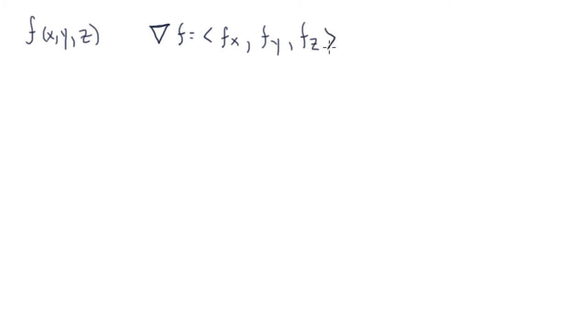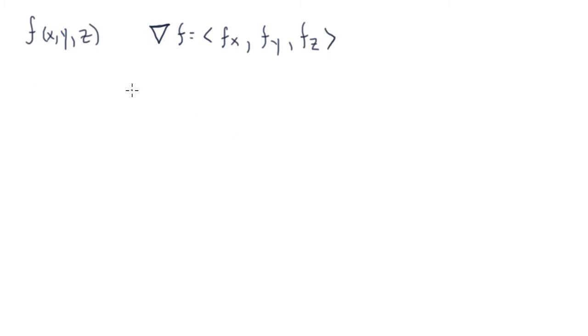So let's just make a couple notes about the gradient. First, we defined the gradient for a function of 2 variables, but for a function of, say, 3 variables, we can also define the gradient vector. You can probably guess what it's going to be. It's now going to have 3 components. The x component is going to be the partial derivative with respect to x, the y component will be the partial with respect to y, and the z component will be the partial with respect to z.